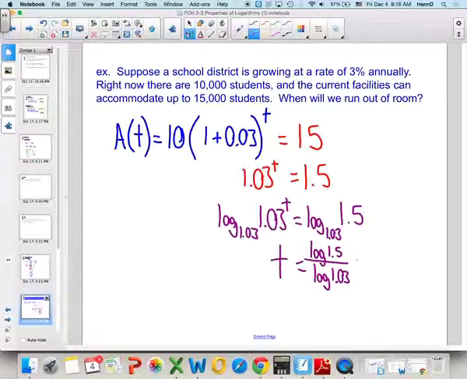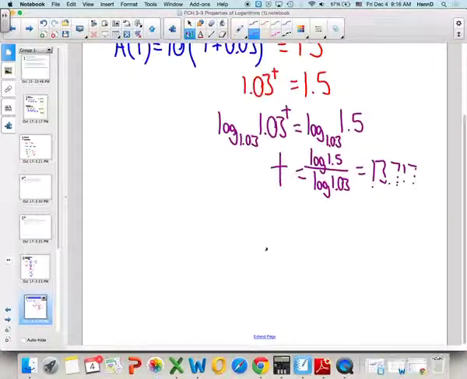What do we get for an answer though here? 13.717. Okay, so at this rate, guys, we're going to run out of room in 13 more years. So if a building project is going to take like 6 or 7 years to plan, get approved, and complete, we should get on that pretty soon, right?